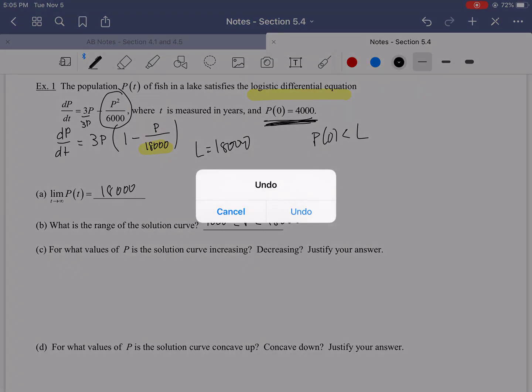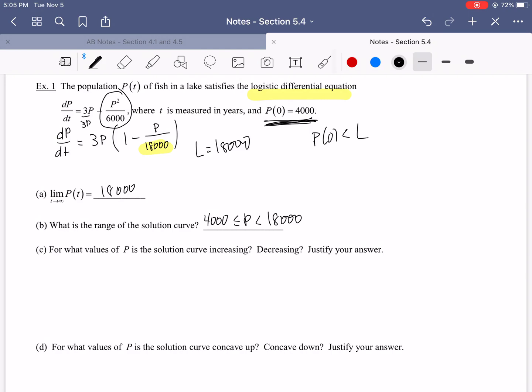And I've got an equal bar here on the 4,000 because the population will actually equal 4,000 initially, and I do not have an equal bar on the 18,000 because we'll never actually reach 18,000 since it serves as a horizontal asymptote to the graph of the logistic curve.